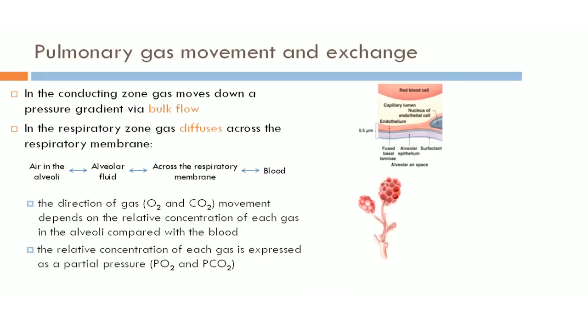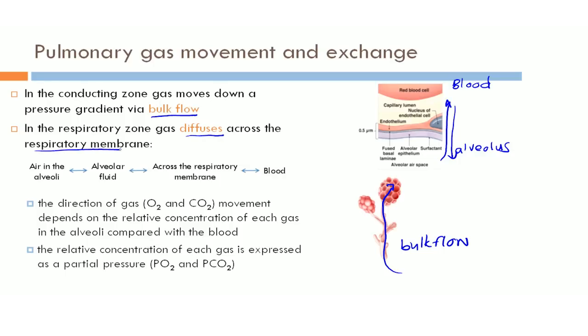So when we've talked about the movement of gas from the atmosphere into the lungs, we've really been talking about something called bulk flow. So the bulk movement of gas, say, down the respiratory airways all the way down to the alveoli. This is bulk flow. But when we get to the actual alveolus itself, that gas needs to then diffuse either into the bloodstream. This is the blood here. And this is the alveolus here. It needs to either diffuse into the bloodstream or back out from it. So in the respiratory zone, gas diffuses across the respiratory membrane. So we move via bulk flow when we're in the conducting zone, but via diffusion in the respiratory zone.